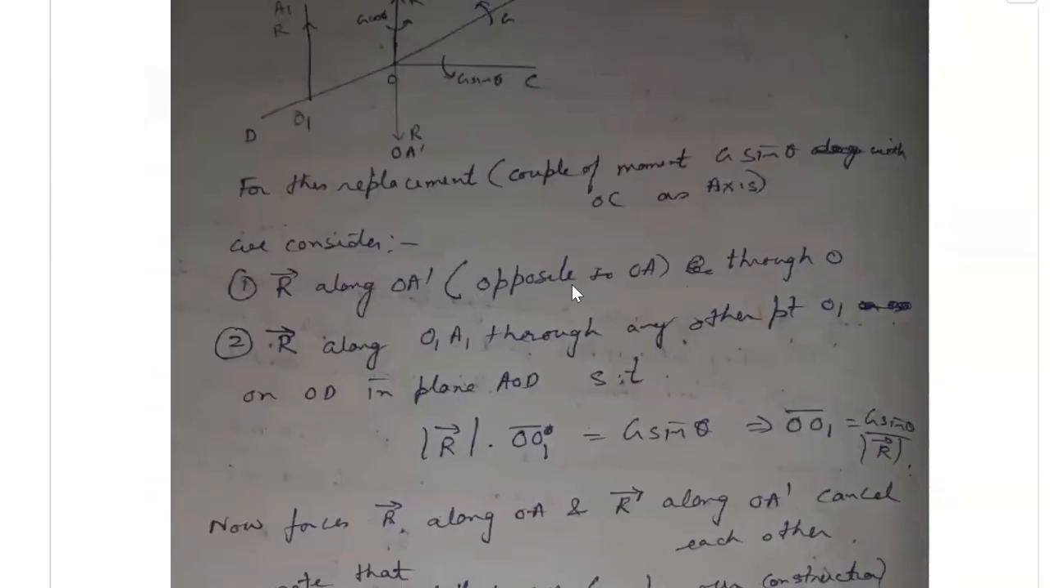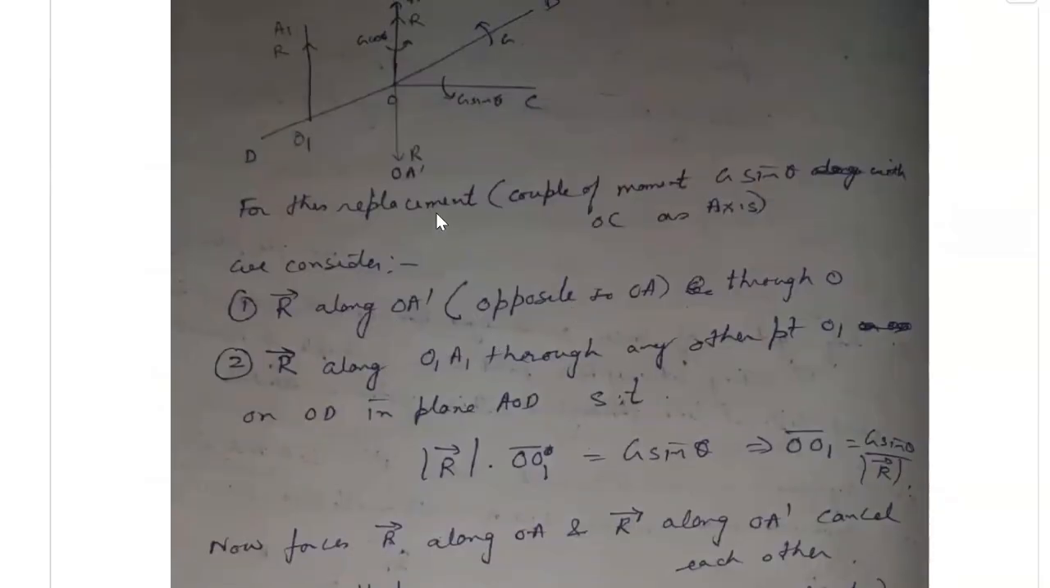Here you see what I am doing for this replacement. R along OA dash I am taking, and R along O1A1 I am taking through any other point, this one on OD, that is in the plane AOD, because your couple was acting in the plane AOD, such that, as I said, with this distance adjustment, R into O1, R is the magnitude of the resultant, because the two forces you are taking are of magnitude R, into the distance between the two component forces of the couple, must be equal to what? The moment of the couple should be G sin theta. So this should be equal to G sin theta.